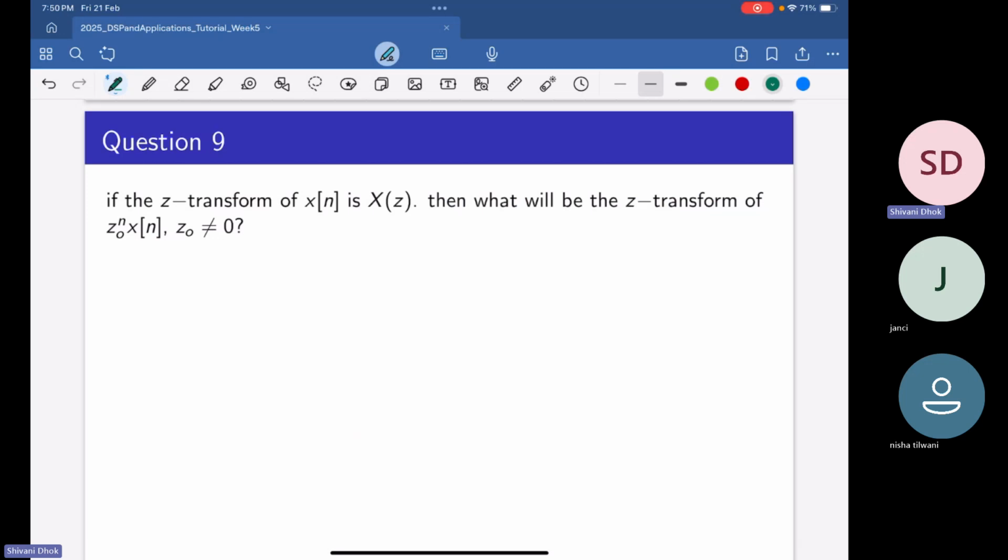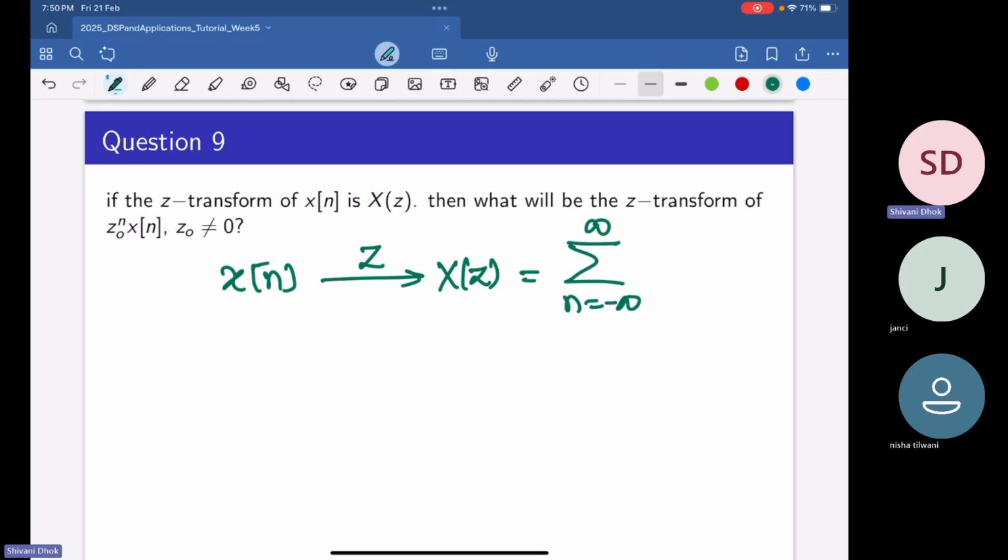Okay, so this question says, if the z transform of x of n is x of z, what will be the z transform of z naught to the power n times x of n? What is given to us is we have x of n and its z transform is given by x of z, and by definition this is the summation n running from minus infinity to infinity x of n into z to the power minus n.